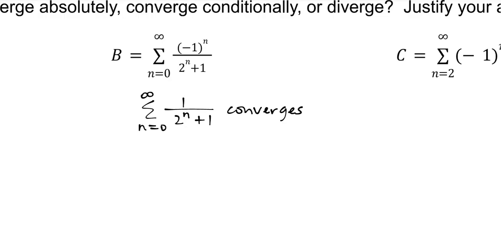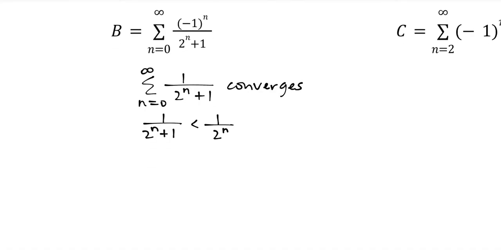I'm going to do direct comparison because I can tell that the denominator is just 1 bigger than the series with 1 over 2 to the n, which we already know converges by the geometric series test. So I'm going to say 1 over 2 to the n plus 1 is less than 1 over 2 to the n. I just thought that one was, like, I could see it, so I'm going to take that opportunity rather than doing all the limit work.